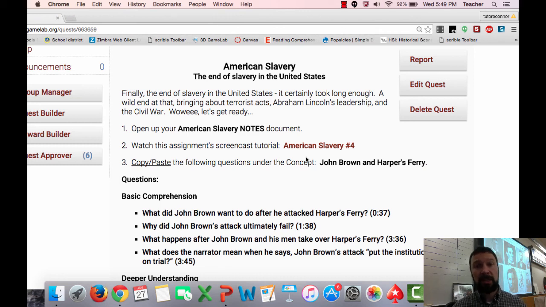This time it's American Slavery Notes number 4, and it's our fourth and final Cornell Notes for our American Slavery Unit, so congratulations for getting here. You've already looked at slave rebellions, slave revolts, the triangular trade and the Middle Passage, and also the history of slavery as we know it in the Western Hemisphere, in the Americas. So let's go ahead and jump right in.